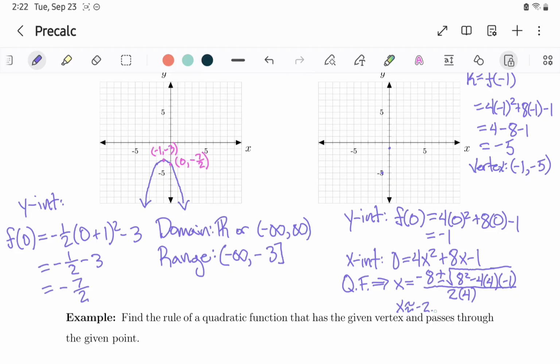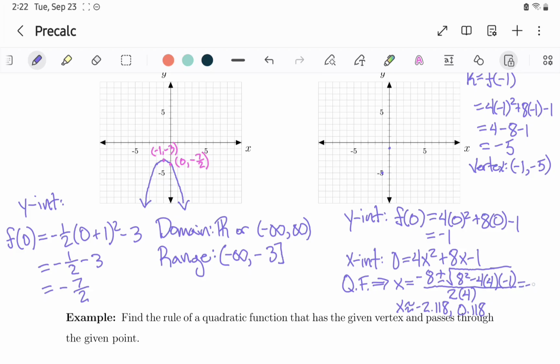X is going to be approximately negative 2.118 for one of our solutions, and for the other solution, we are going to have x as approximately 0.118. So again, we just got these approximate values from the quadratic formula. If we go through and simplify this, what we are going to end up with is going to be minus 1 plus or minus square root of 5 over 2.